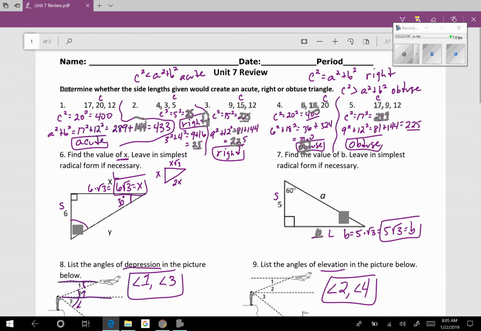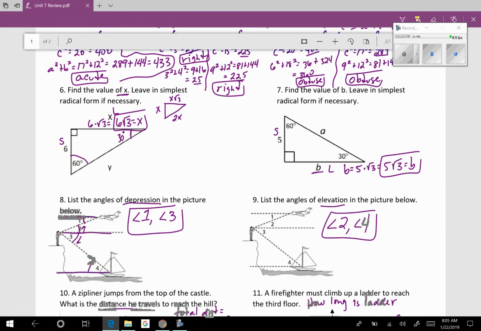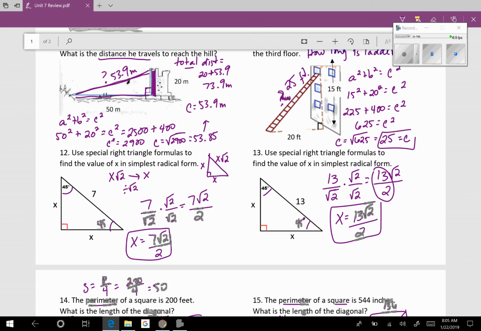And also notice how much work that I showed on all these problems. Even on the 30, 60, 90 and 45, 45, 90, you need to be showing me this work, because you need to show that to me. Okay, the simplifying the radicals, you've got to show that. Otherwise, you're not going to get credit.